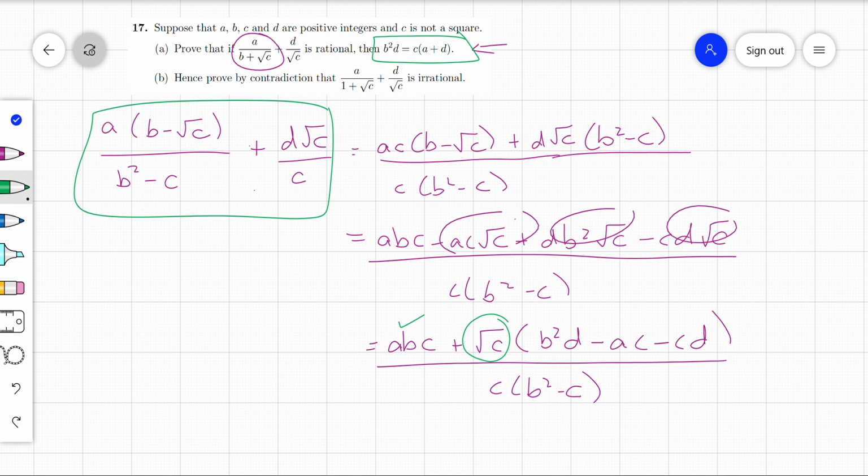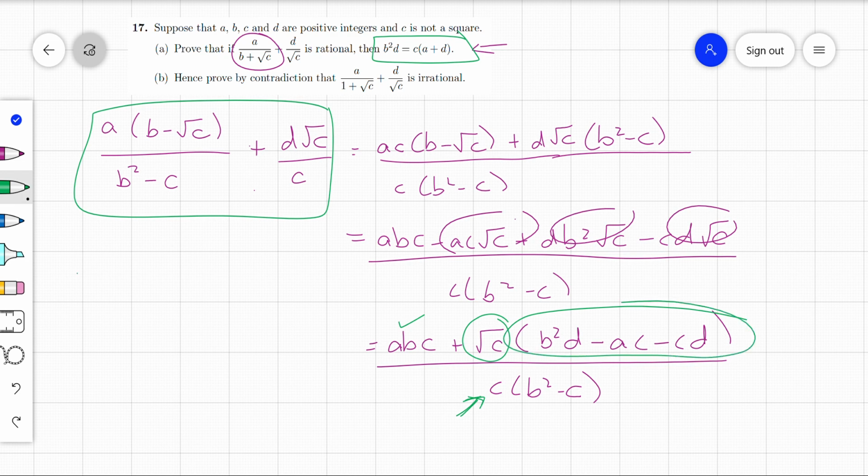And the bottom, c is not a square. We also know that c cannot equal 0, otherwise we'd be dividing by 0. And so really we need to get rid of this square root c business, because c itself is a positive integer and square root c is not rational. So we need that to be 0, and we know that c can't equal 0 because of downstairs here. So this is going to have to equal 0.